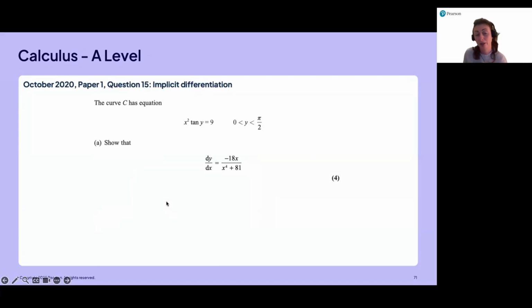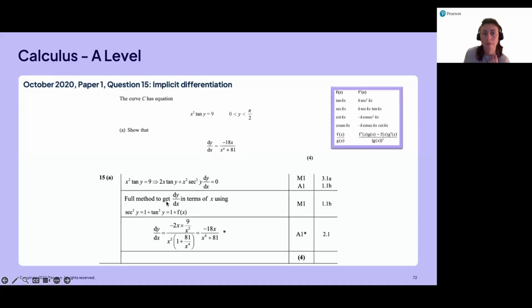Implicit differentiation. So again, I'm going through all the things that you'll need to touch on or go into detail on that apply to trigonometry and calculus. So you'll need to do implicit differentiation. X squared tan y equals 9. So knowing the derivative of tan, and how to differentiate implicitly.